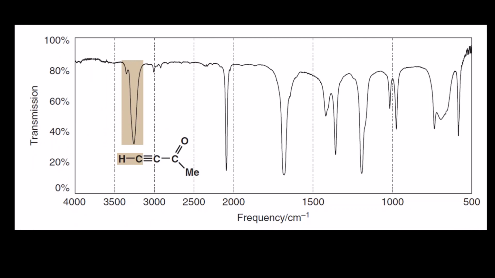Now the next compound is alkyne. Here you can see again a sharp peak at 3300 for this CH bond that is highlighted. Along with that, for the carbon-carbon triple bond you will see the peak at around 2100, as you can see here. I hope you have understood the functional groups: alcohols, cyanides, amines, and alkynes.